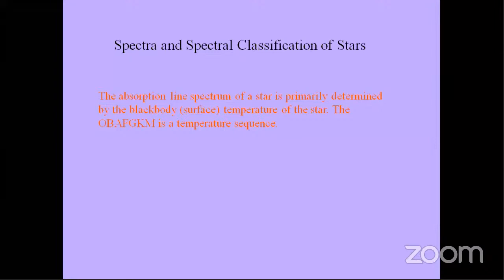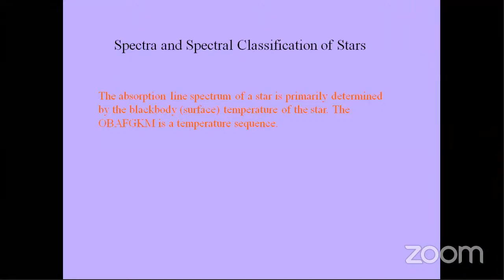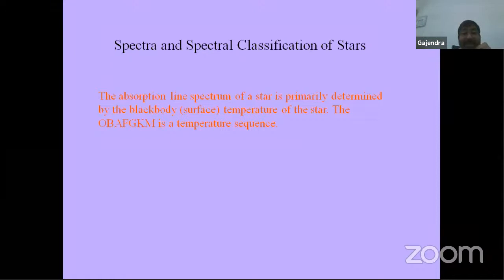You got the point? So the line becomes broader when the star is rapidly rotating. The Doppler broadening is the cause of the width. Doppler broadening, yes. So rotation causes Doppler broadening.